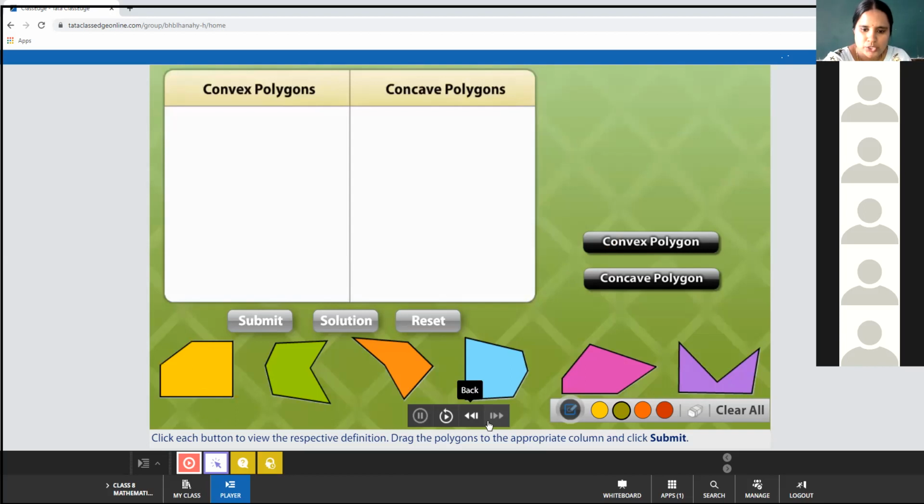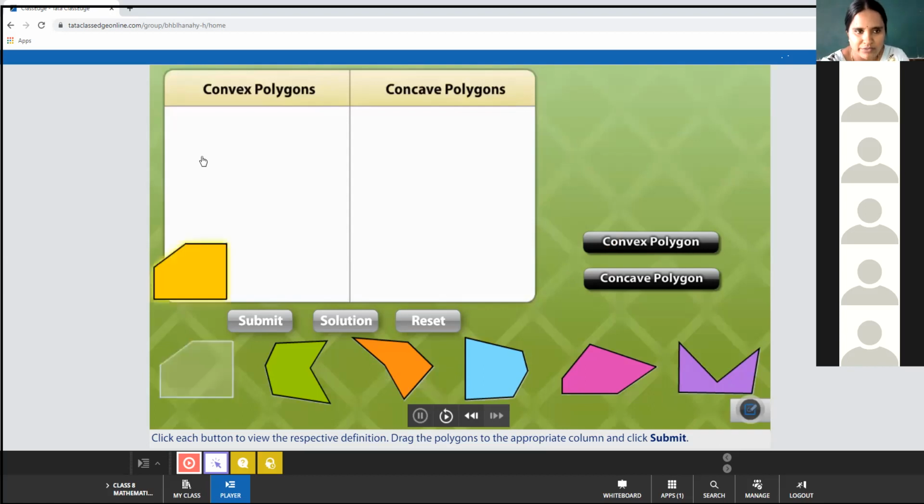Yes, ma'am. You just need to assume the diagonals as soon as you see the figure. It's a matter of time as you keep seeing all these polygons. You will understand which one is concave and which one is convex just by looking at them. So the first polygon goes into convex. Yeah. Next one. Next, Hasmita.